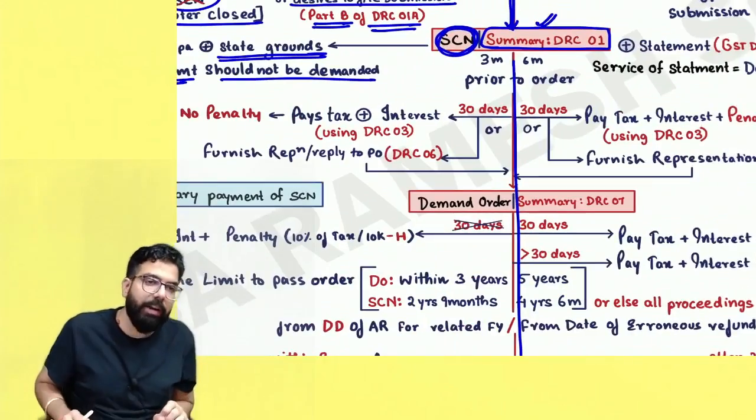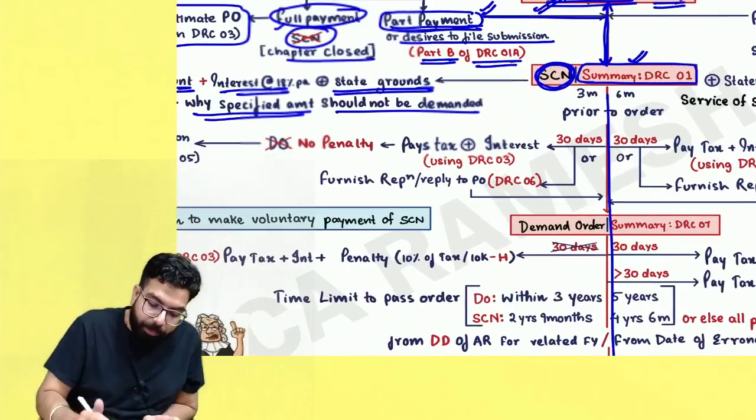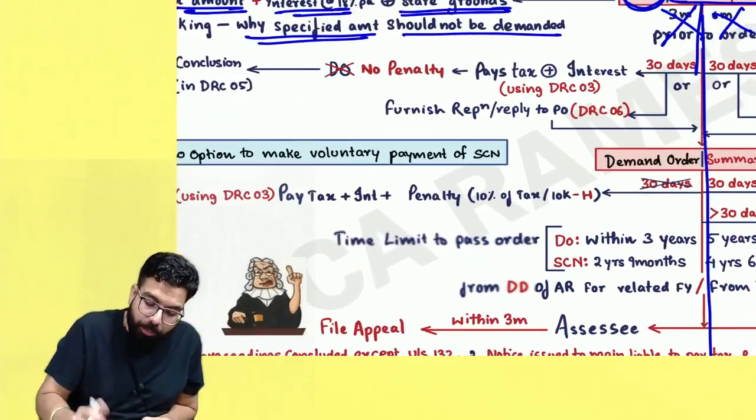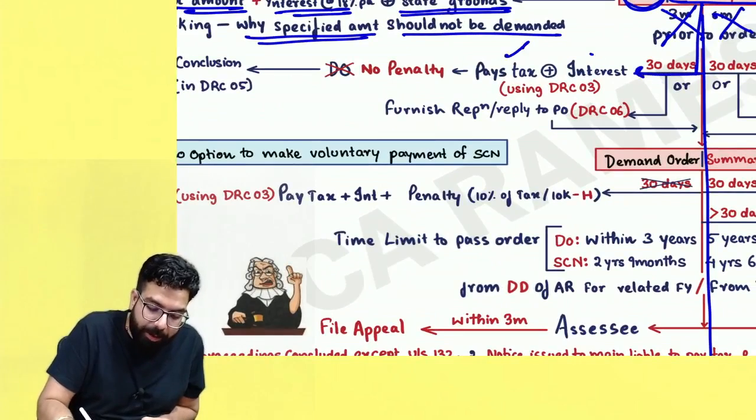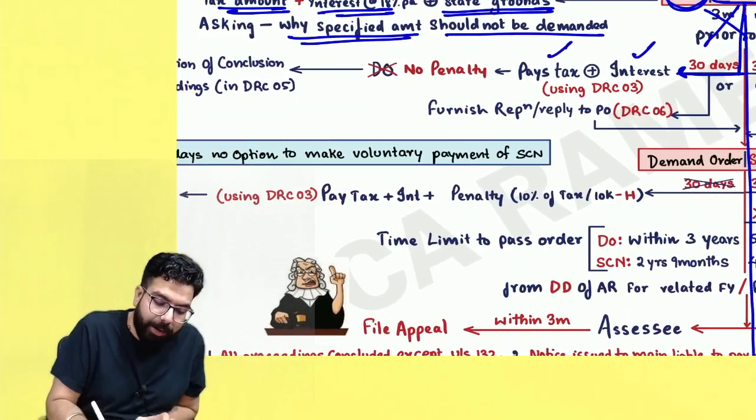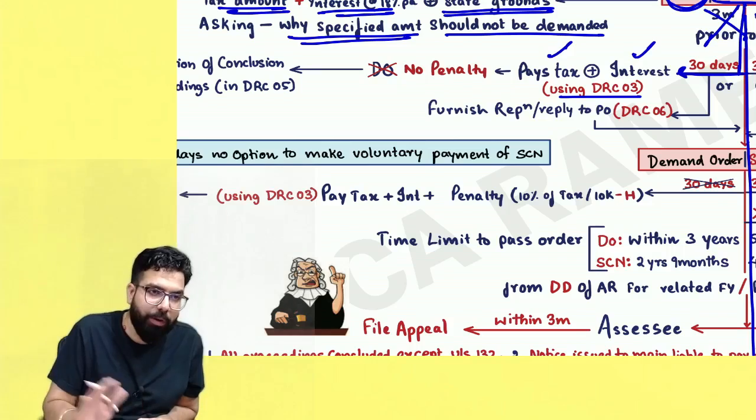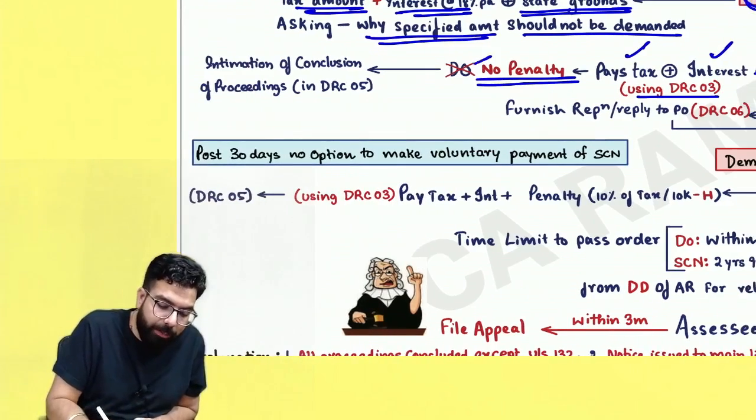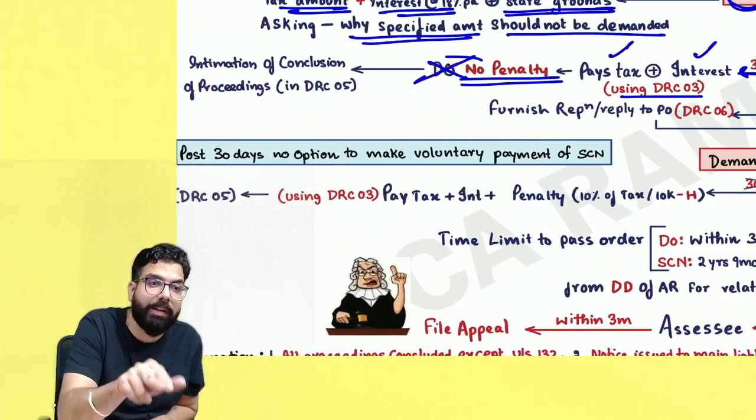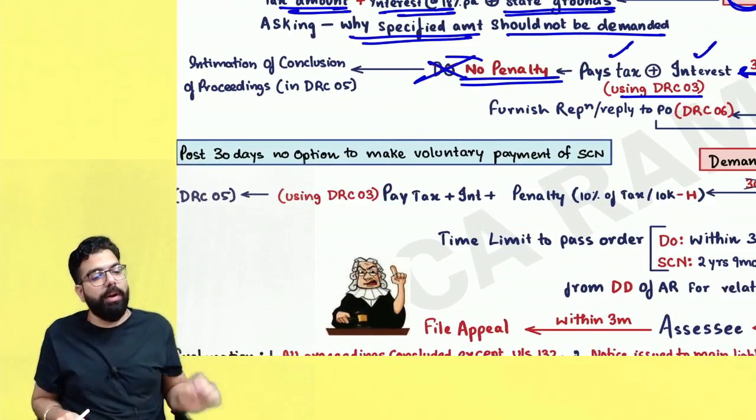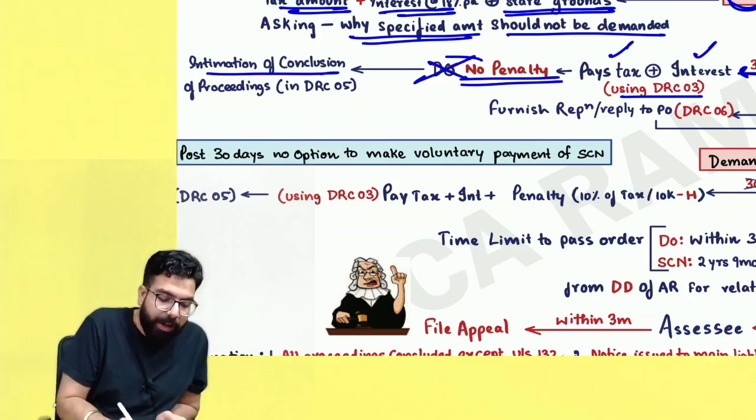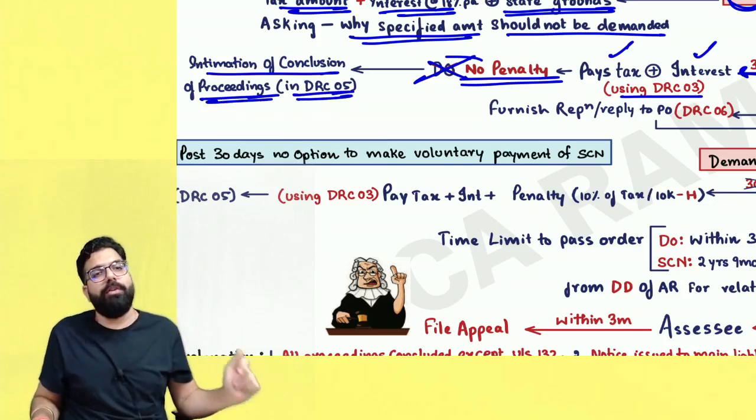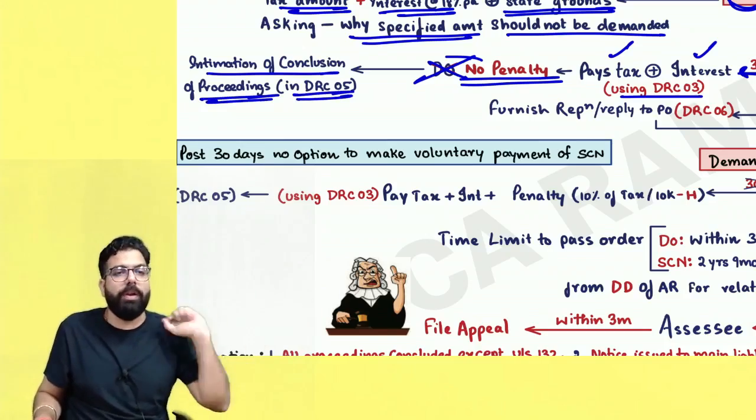Now, once you have received the show cause notice, remember within the next 30 days, if you make the payment of the tax and interest, then using GST DRC 03, you can make the payment and intimate the proper officer. No penalty will be required, no demand order will come. But because show cause notice had come, proceedings had started, they will have to conclude the proceeding by issuing intimation of conclusion in GST DRC 05.